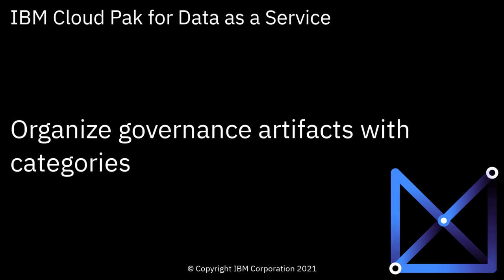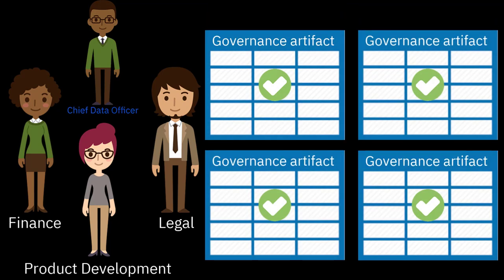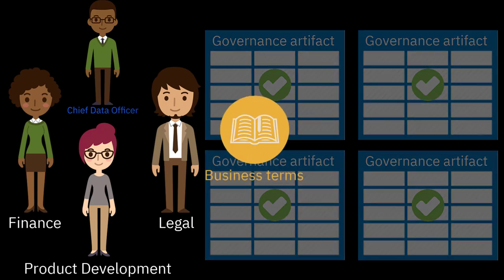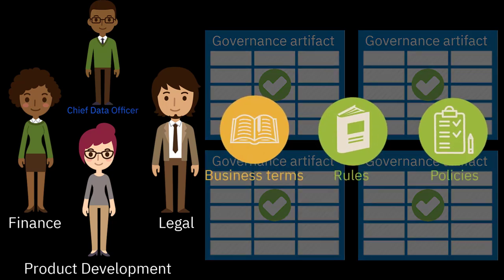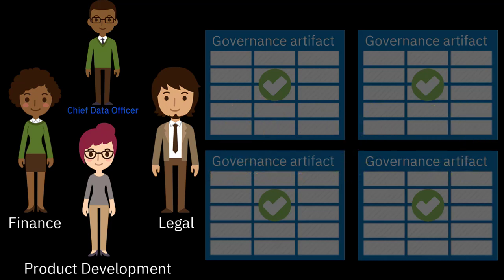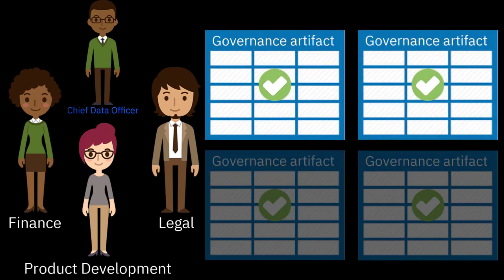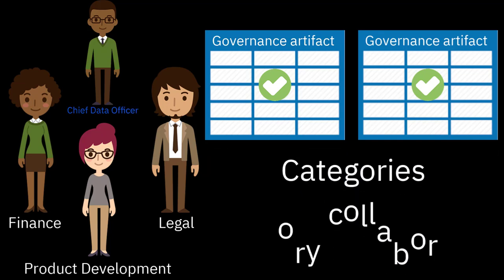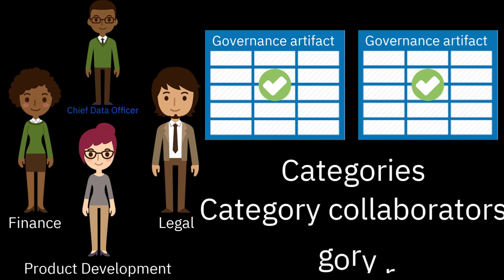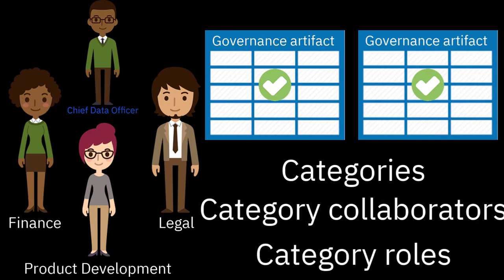This video shows you how to organize governance artifacts with categories. Chief Data Officers want to empower their business teams to self-govern their own business assets, including managing their own business terms, rules, and policies. This allows them to decide which assets can be visible and which need to be hidden using categories, category collaborators, and category roles.